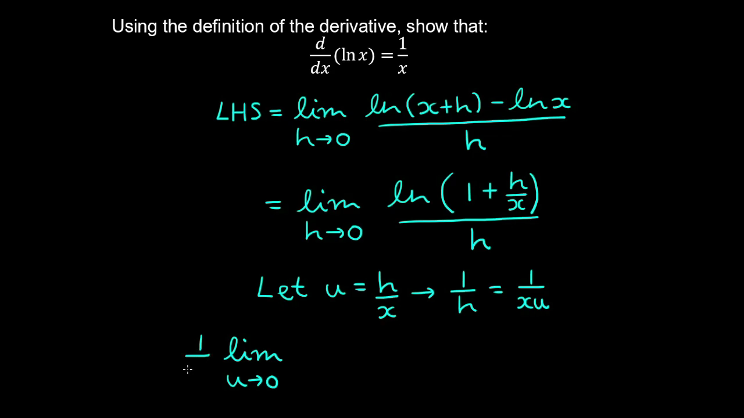So take 1 on x outside the limit and keep 1 on u inside the limit. And in the numerator we have the natural log of 1 plus u. And this is a limit of 0 on 0. So we'll see using more advanced techniques, this here evaluates to 1. And that proves our derivative.